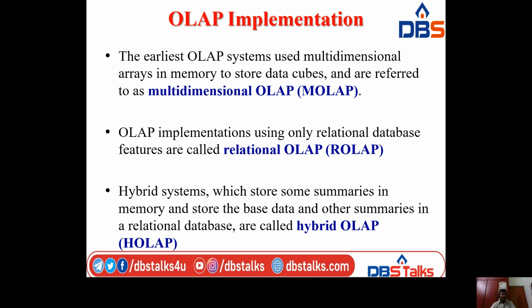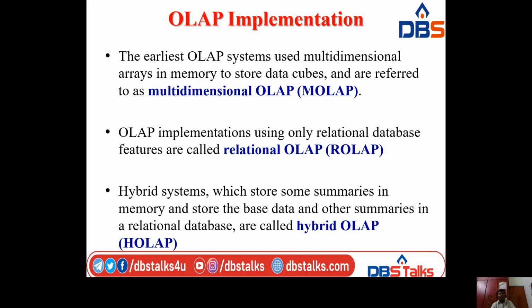Coming to the next one, hybrid systems store some summaries in memory and store the base data and other summaries in the relational database. These are called hybrid OLAP. Any system that mixes the concepts of MOLAP as well as ROLAP, containing both the data cubes and relational features, is called hybrid OLAP, also called HOLAP.